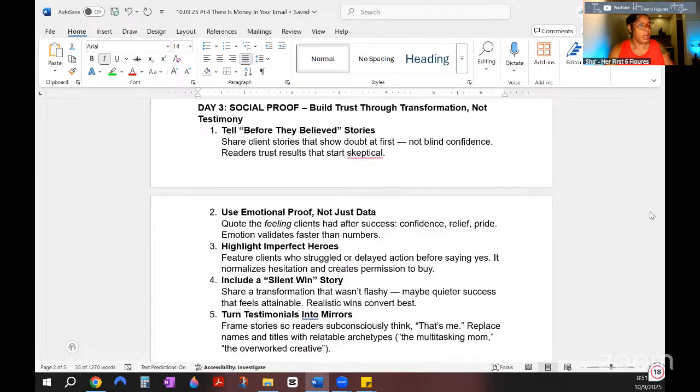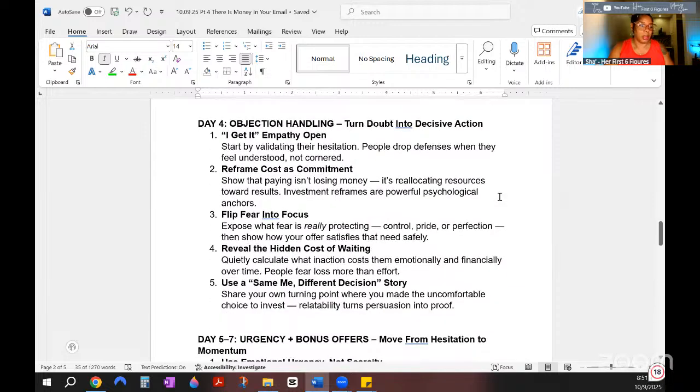All right. Day 4, objection handling. Turn doubt into decisive action. We want a yes or a no. Like when you get to this email on day 4, I want to know, are you going to buy this? Are you not going to buy this? So we want a yes, but we accept no's. No means no around here. So we want a yes, but a no will do. But this is decision day. So all these things that you think are in your way, I want to go ahead and dispel all of that on day 4.